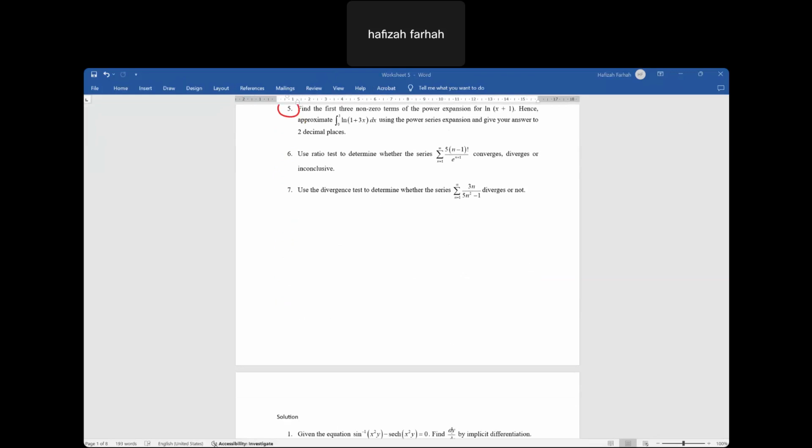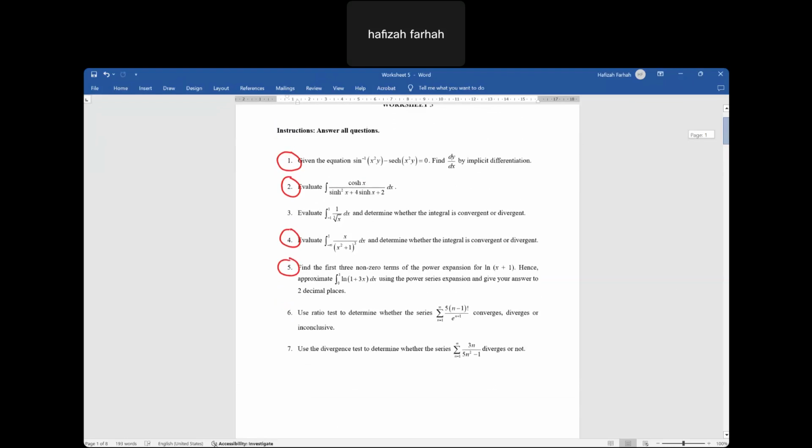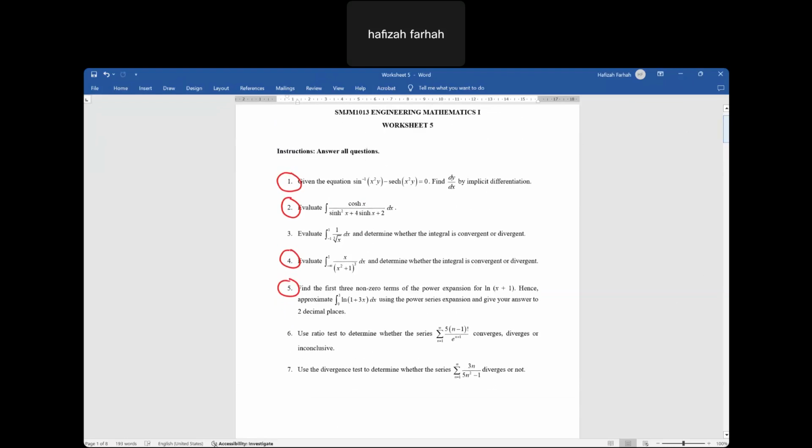Okay, so this is for worksheet number 5, right? Okay, so this is the question that I will discuss, which is 1, 2, up to 7, except for question number 3.